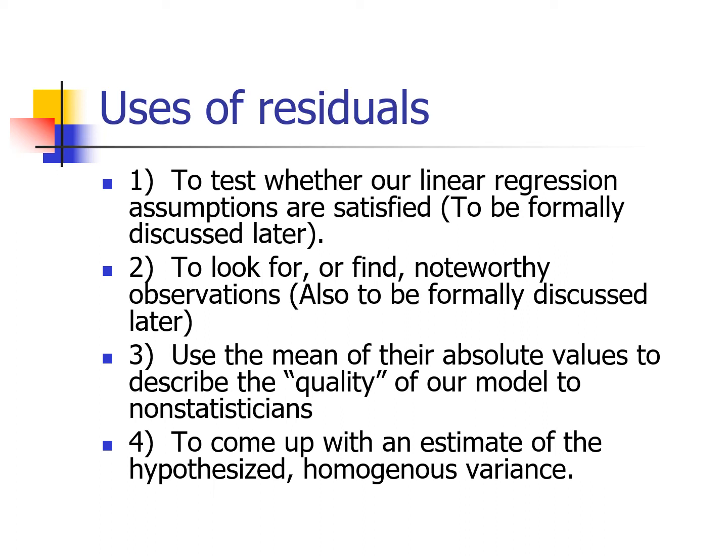We could also use residuals to find noteworthy observations, unusual observations, outliers, things like that. Again, this is something we're going to have to defer a formal discussion of, but hopefully it makes sense. If something has an extremely large residual, large in absolute value, that means it's far from the line. That means that observation is a lot different than what our model expected it to be.